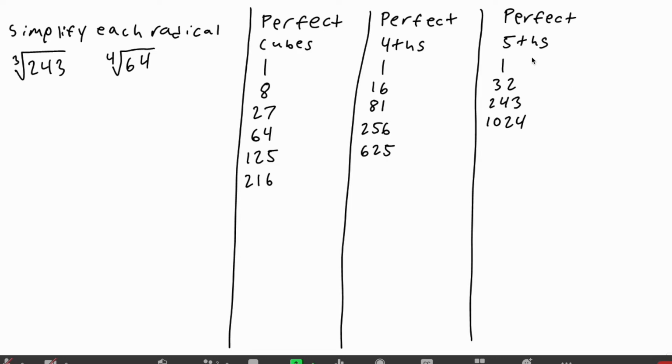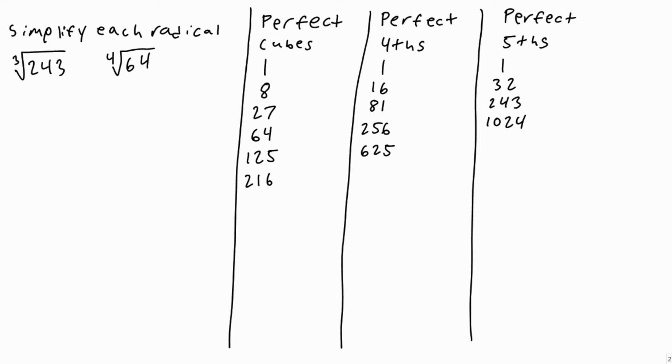And then we have perfect fifths. 1 to the fifth is 1. 2 to the fifth is 32, 3 to the fifth is 243, and 4 to the fifth is 1024. All right, and now let's simplify the radicals we have on the left here.